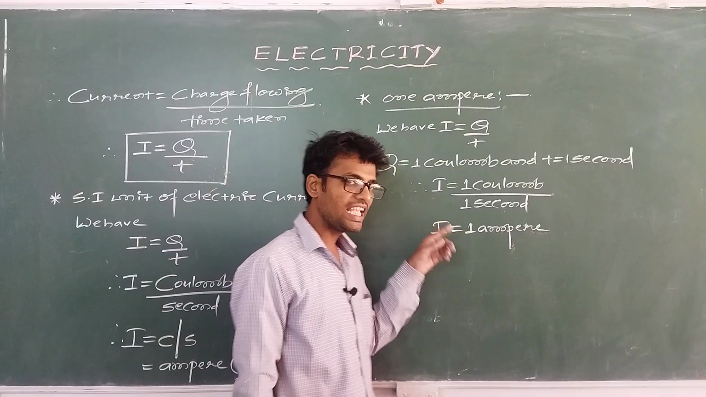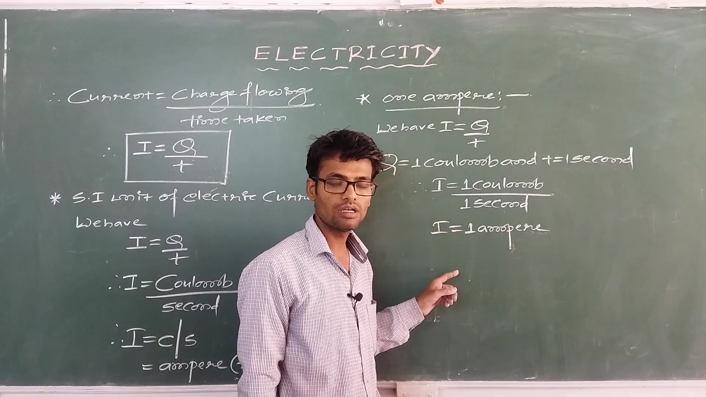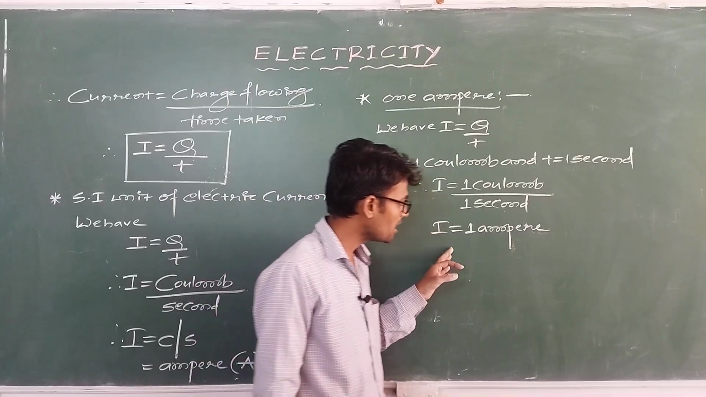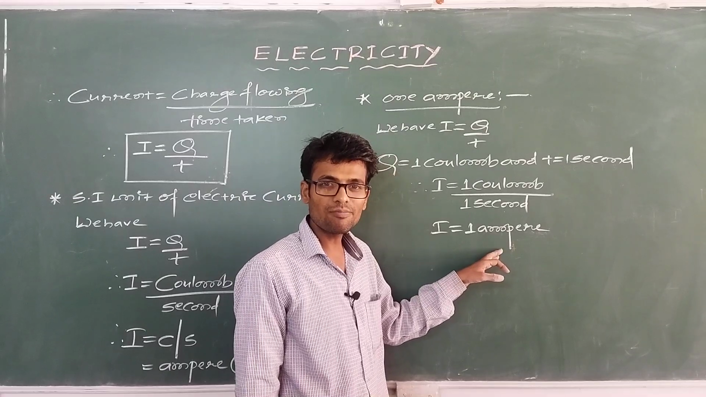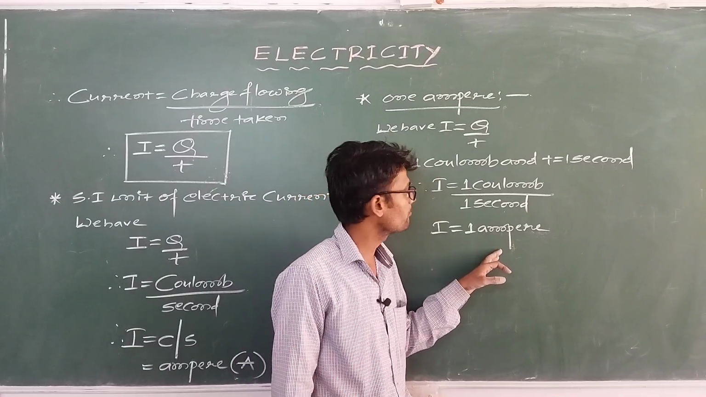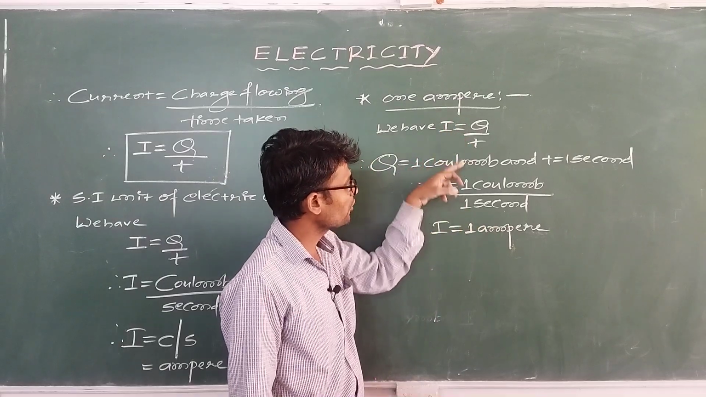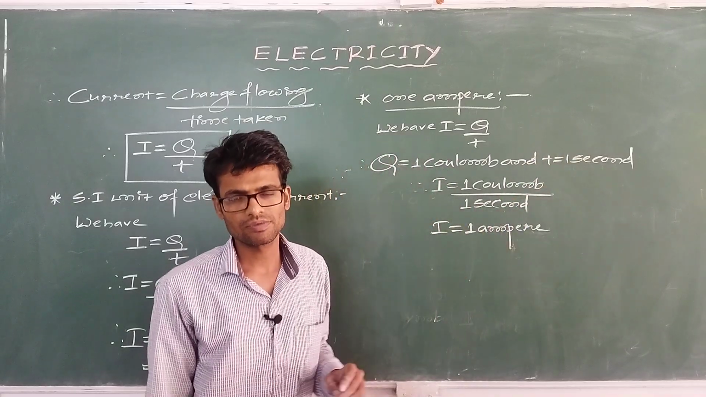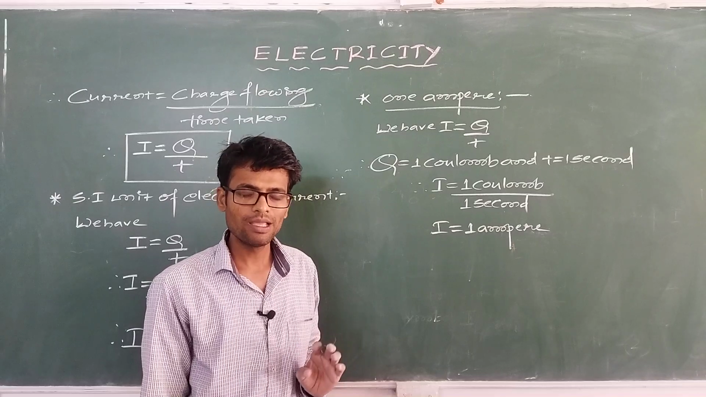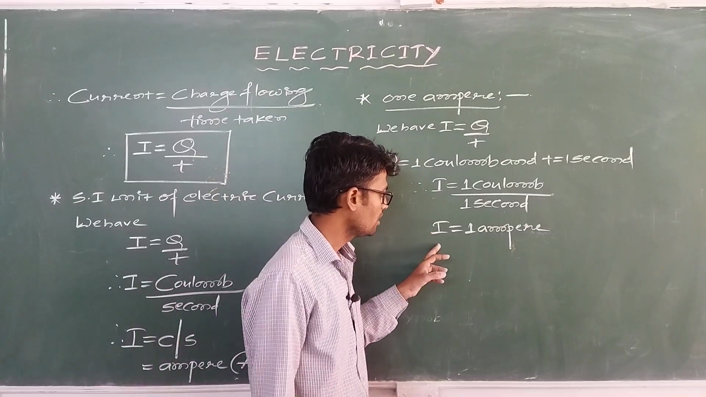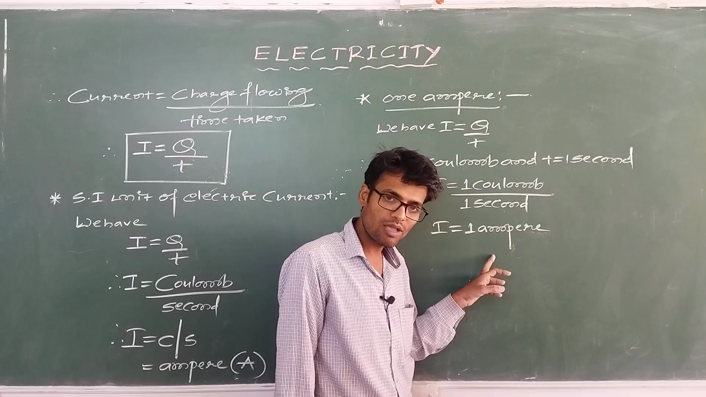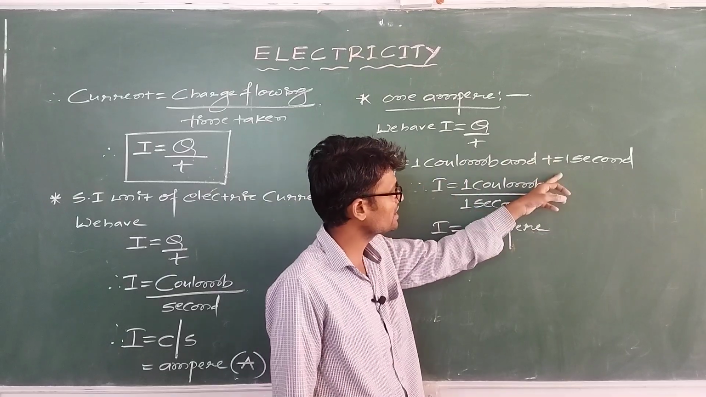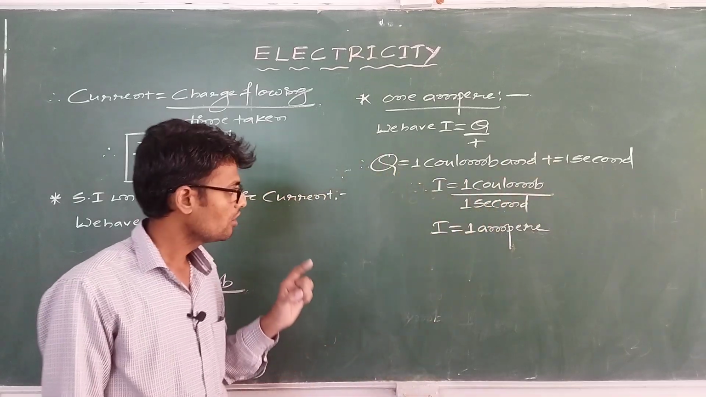Now see the definition of 1 ampere. The electric current flowing in an electric circuit is said to be 1 ampere when 1 coulomb of charge is flowing in 1 second. So we have a very simple definition of 1 ampere. When 1 coulomb of charge is flowing in 1 second, then the electric current is said to be 1 ampere.